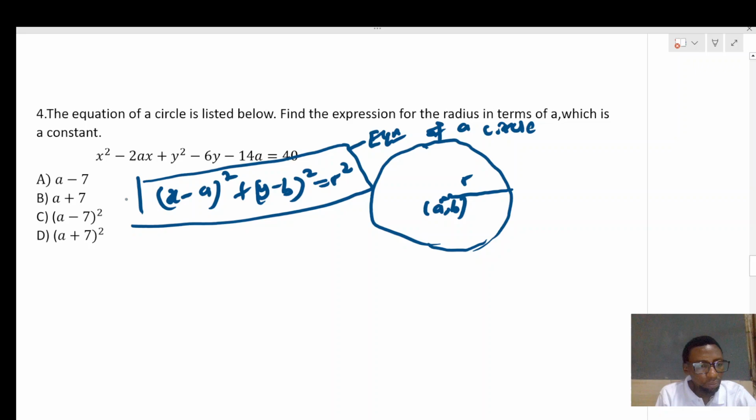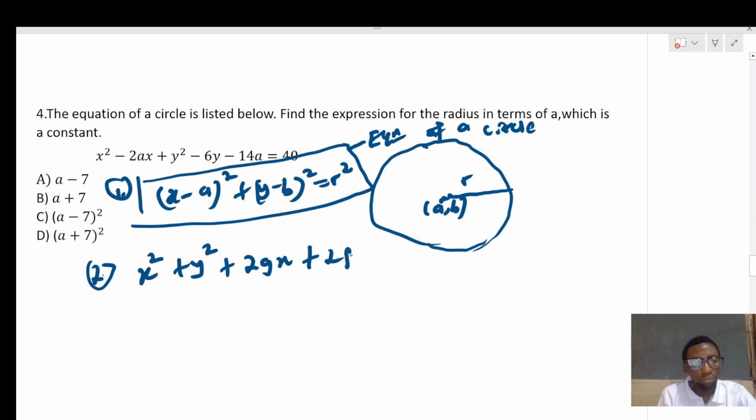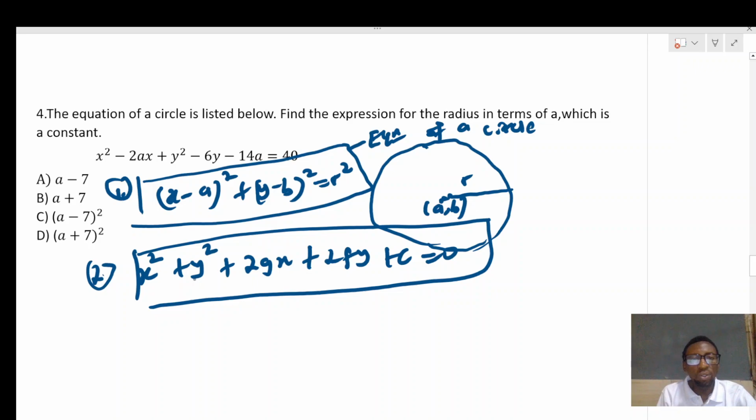There's another formula, and I'm giving you background knowledge, called the general equation of a circle. That one is x squared plus y squared plus 2gx plus 2fy plus c equals 0. This one is called the general equation of a circle. I'm going to use this formula to solve this question.